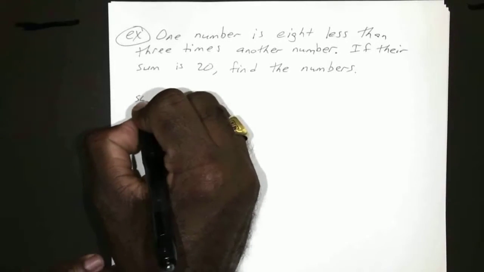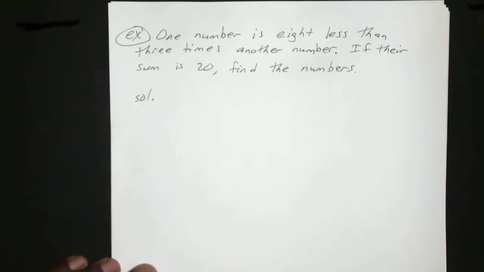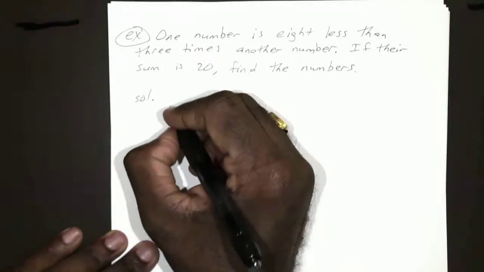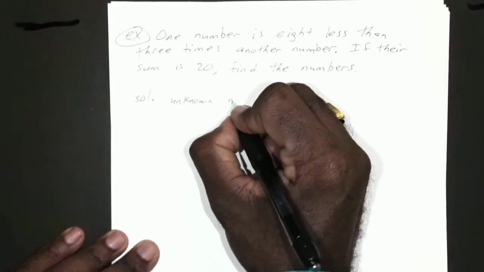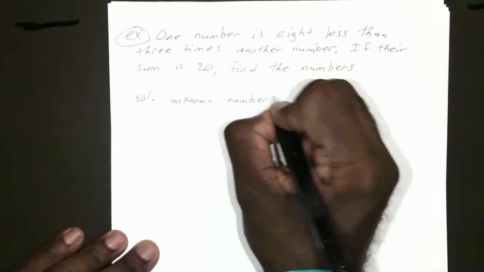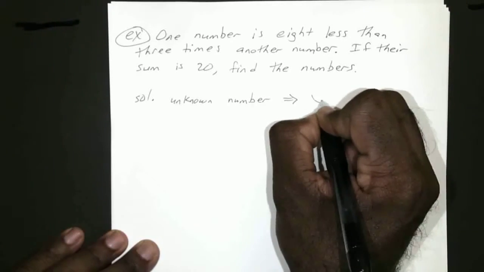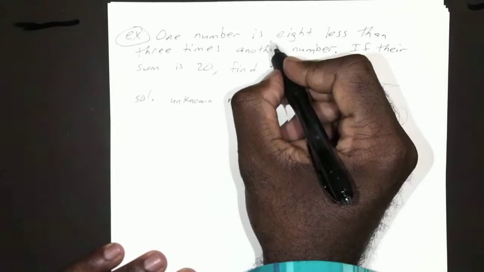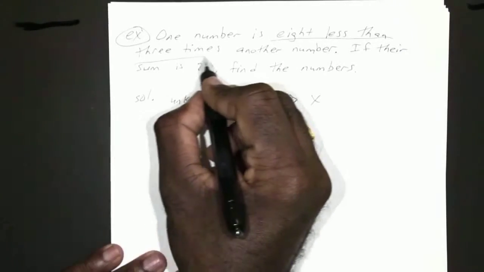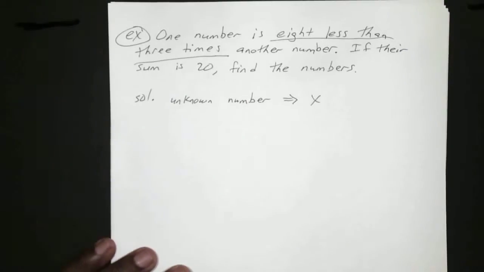Okay, so for this one, first thing you want to do is find that unknown number. So your unknown number, well, you can just make that x. And the next part is getting that little complicated section: 8 less than 3 times that unknown number.